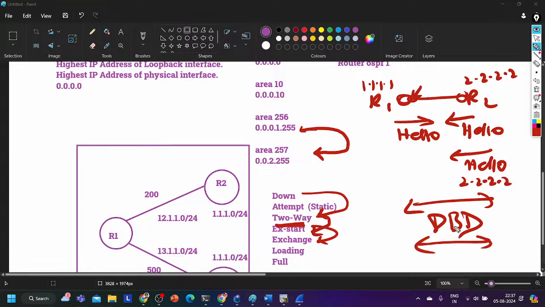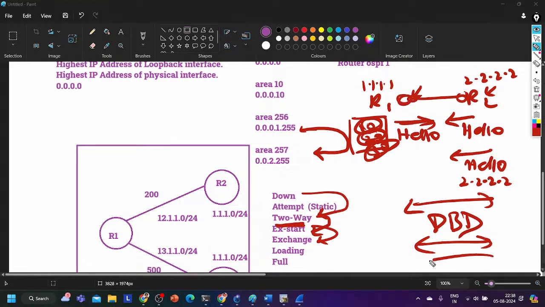In the same way, with the help of the LSA header, router 1 is going to share the header of its database. It means I have 10 network, I have 20 network, I have 30 network. Not complete information of the 10, 20, 30 networks, right? Just a header in the Exchange state. Then when router 2 receives the header message from router number 1, it will see, okay, router 1 has 10 network, 20 network, 30 network. And suppose router 2 already has 10 network. So router 2 needs 20 and 30 network from router number 1.